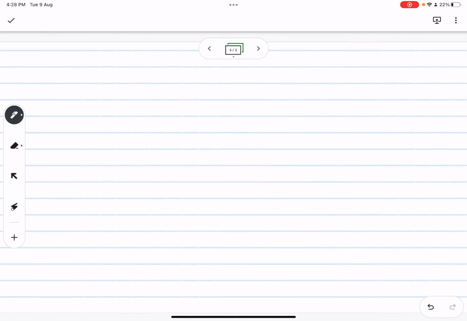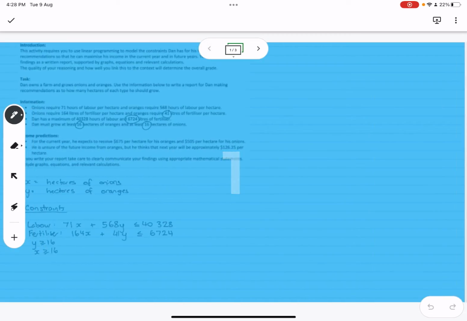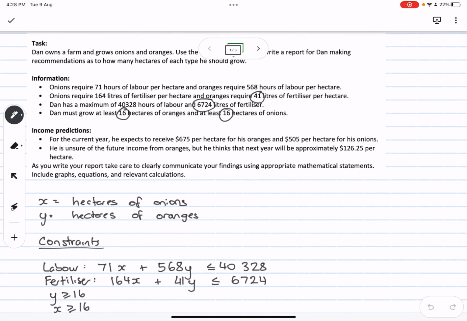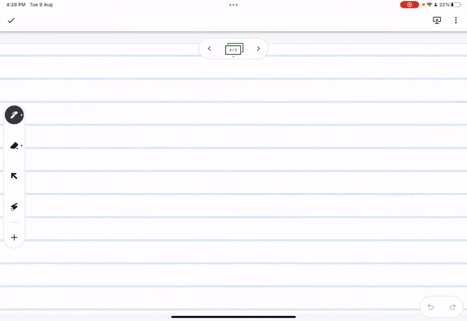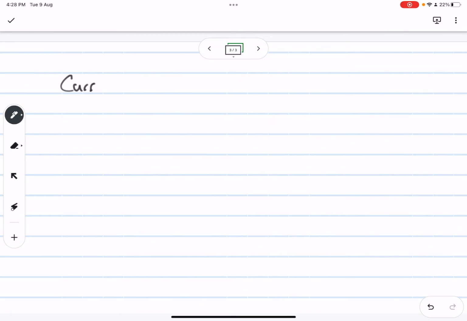Firstly, we need to look at the current year. So let's come back and read our income prediction. For the current year, he expects to receive 675 per hectare for oranges and 505 for the onions. So for the current year, the profit is equal to 505x, because we got $505 for the onions, plus 675y, because we got 675 per hectare for the oranges.